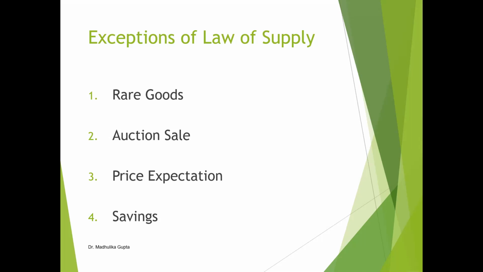The next exception is price expectation. If producers or sellers expect a rise in price in future, they will tend to reduce supply at present, wait for the future rise, and then sell at a higher price. So even at today's higher price, they don't sell. So the law fails.